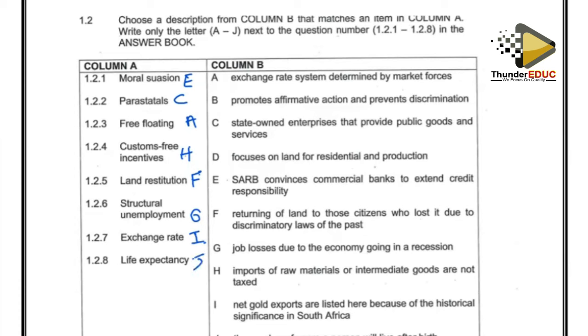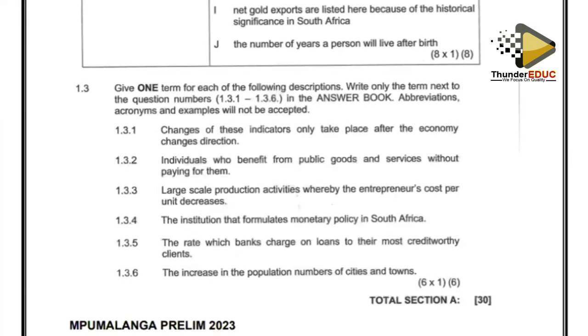Okay, right. Great. Now let's move on to the next question, which is 1.3. For 1.3.1, changes of these indicators only take place after the economy has changed. That calls for a lagging indicator. Remember, grade 12s, I did explain the meaning of all of these indicators. A leading indicator is a sign that changes before the economy has changed. The lagging indicator changes after the economy has changed.